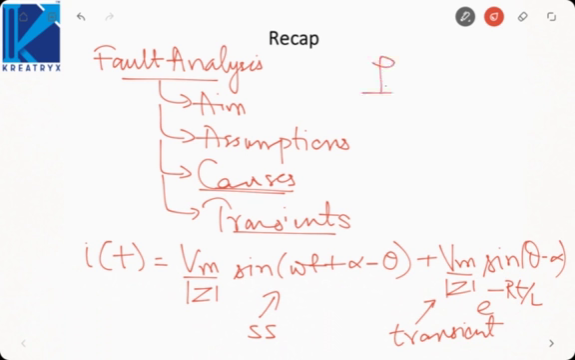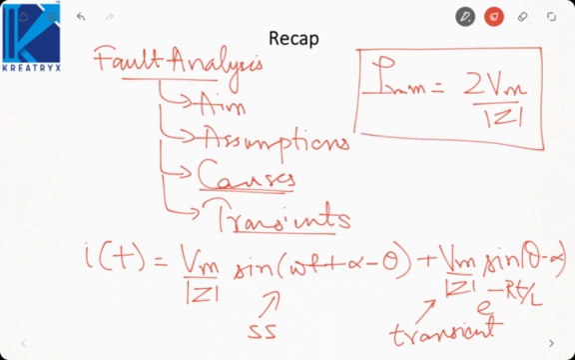Then we derived the maximum momentary current, which was the maximum current during the subtransient period. It came out to be 2 Vm by mod Z. So we called it the doubling effect, as the maximum momentary current is twice the maximum value of steady state RMS current. We also saw the concept of symmetrical current and asymmetrical current. Symmetrical was the AC component because it was symmetrical about the x-axis. Asymmetrical was the total current, that is DC offset plus AC, because it is not symmetrical about the x-axis.